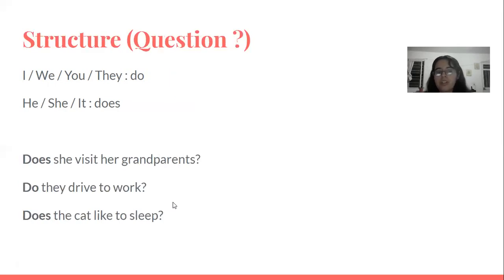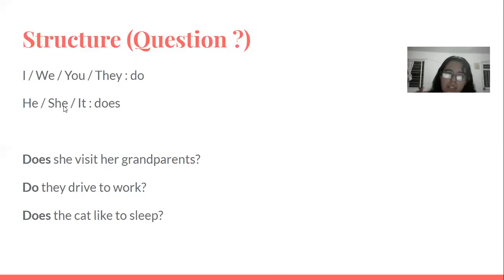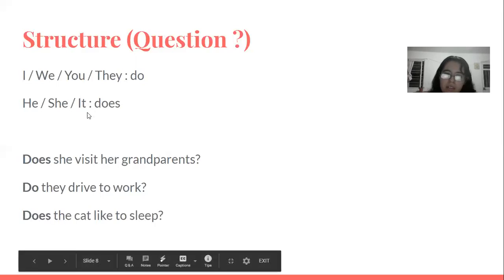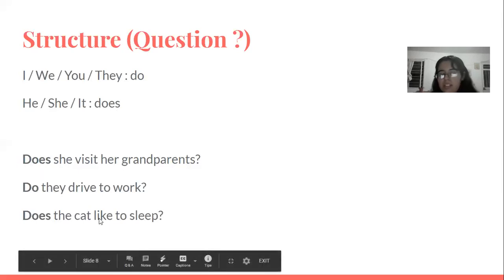Now for questions. For questions, we also use the auxiliary. So for I, we, you, they, we use do. And for he, she, it, we use does. For example, does she visit her grandparents? Do they drive to work? Or does the cat like to sleep? Here, just like we said, the cat would be it, so it's also does. And since the S is already in the auxiliary, we don't need to add it to the verb. It just stays like normal.